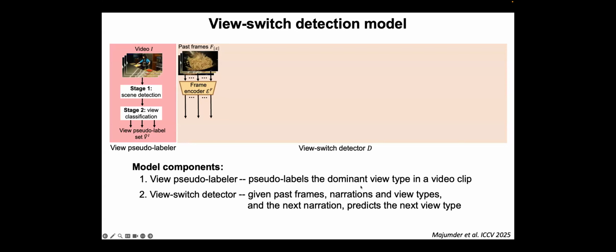Our view switch detector begins by encoding the past frames using a frame encoder and past narrations using a large language model encoder.